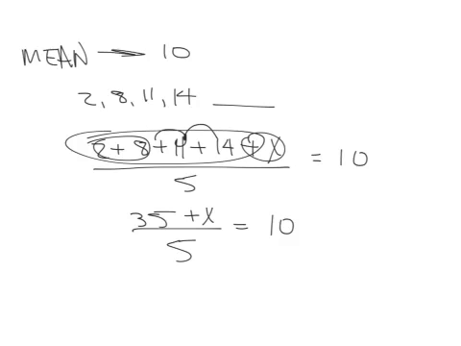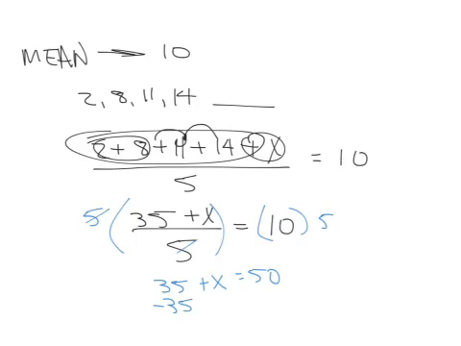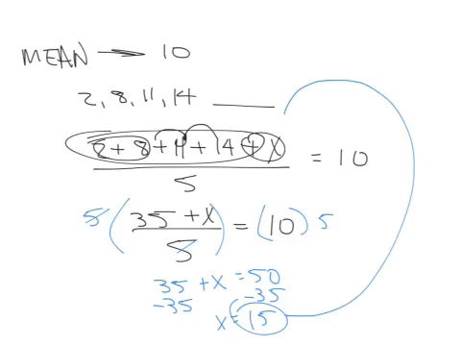Okay, now how do we get rid of that 5? We get rid of that 5 by multiplying both sides by 5, and then that will go away. So we have 35 plus x equals 50. Subtract 35, and we get x equals 15. So if we put 15 there, and then we added 14, 11, 8, and 2 to it, divided by 5, we should get 10 as an answer. So that's how you do that.